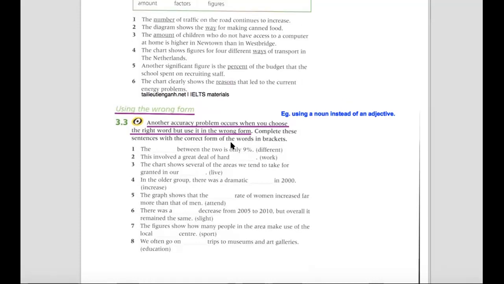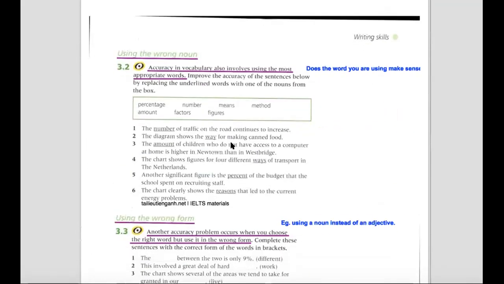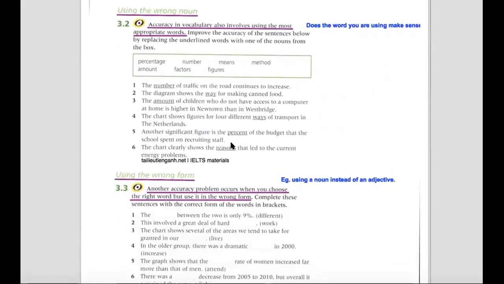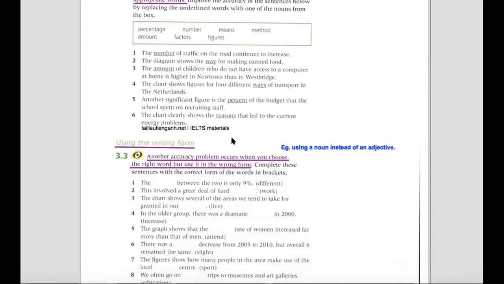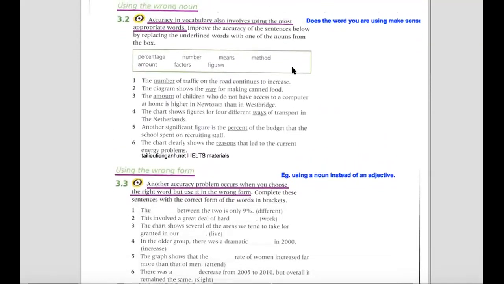All right, so these 3 activities you can do on your own for homework: spelling, and using the correct form of the word. This will give you practice with how to check your work for mistakes. Again, this is in the Flip Class section under writing. I'll post this worksheet and the answers so that you can do it for homework.